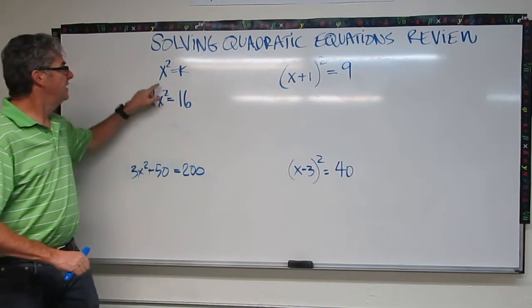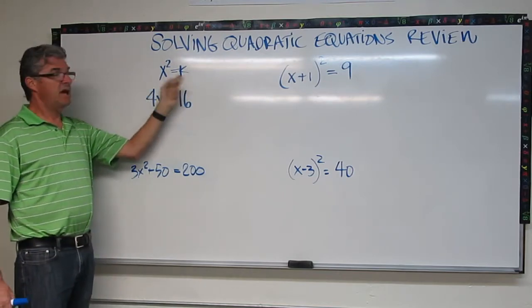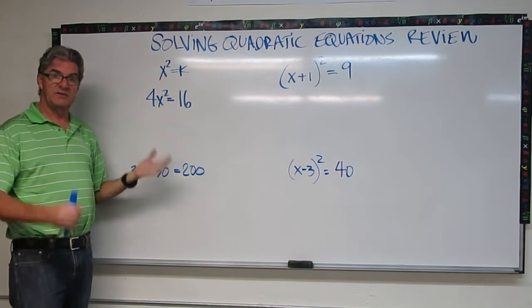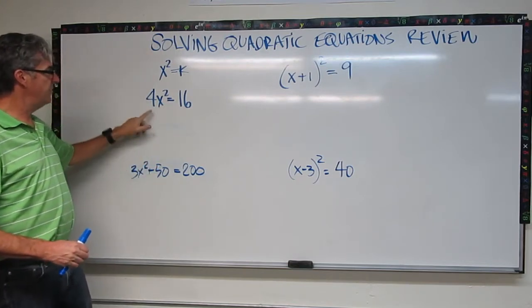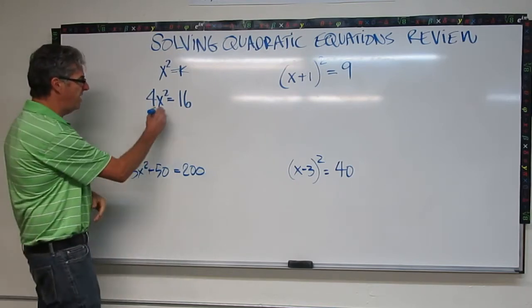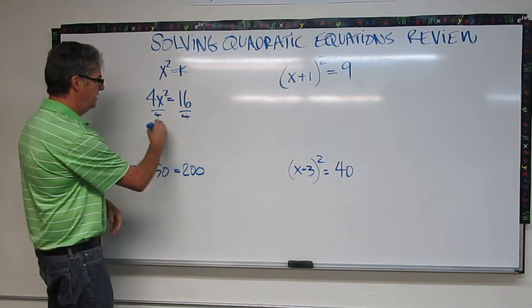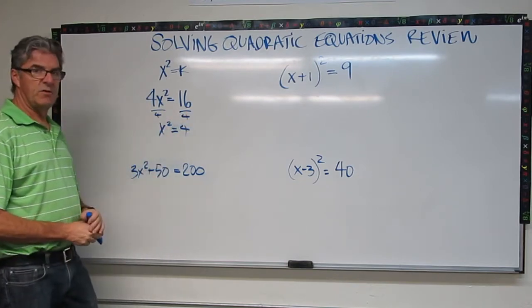First thing we did, we solved equations that were in this form, x squared equals k, k being some constant. So sometimes we had to manipulate the equation a little bit to get it to look like this. For example, this one, 4x squared equals 16. I'm just going to solve it by dividing by 4 on both sides. x squared equals 4. 16 divided by 4 is 4.